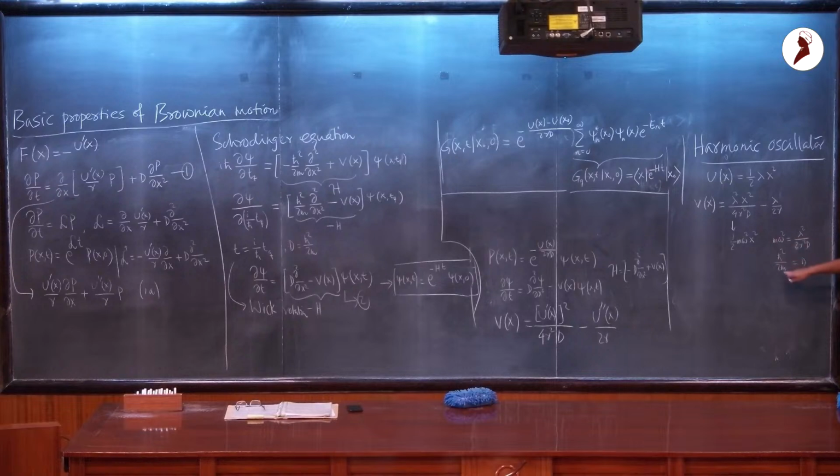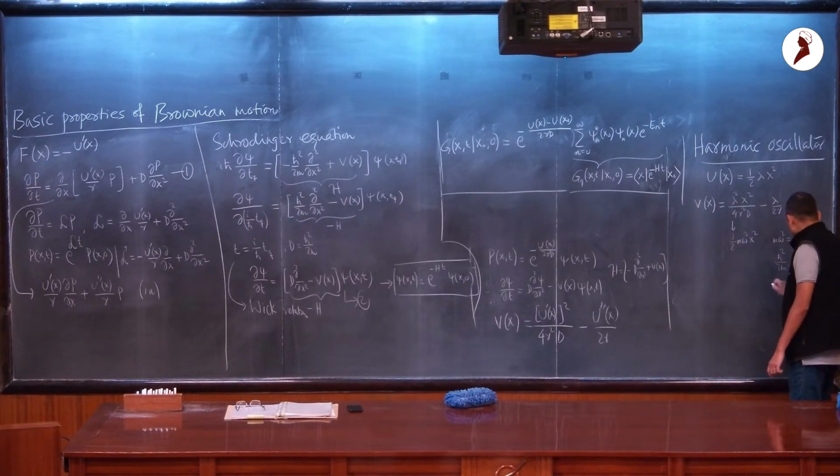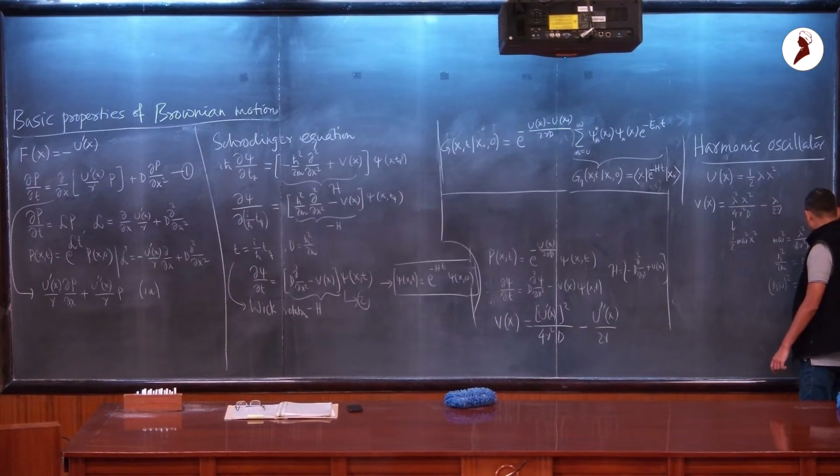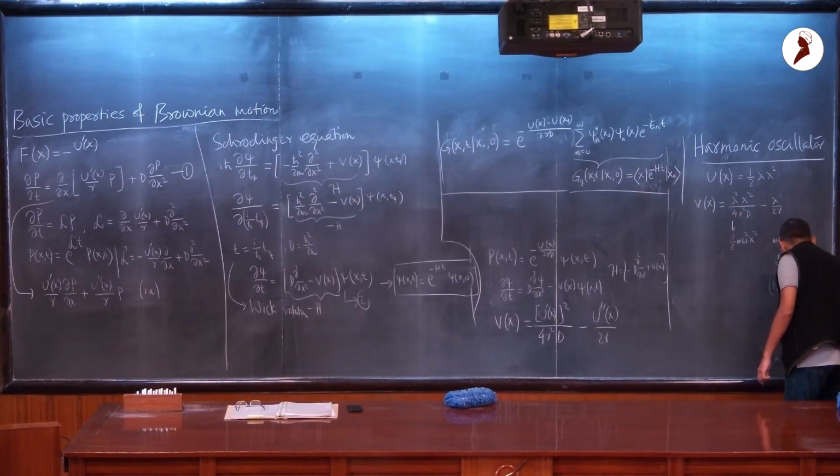You multiply this, m cancels. So (ħω)² (the 2 cancels) is equal to (λ/γ)², or ħω is λ/γ.